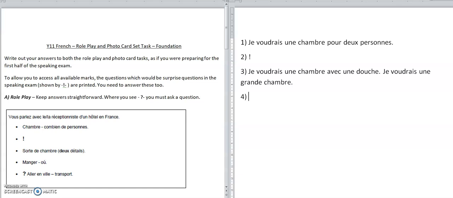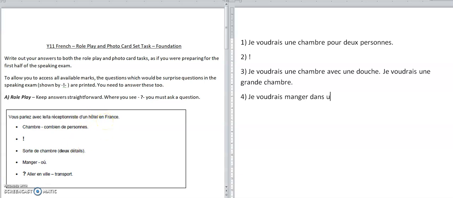So eat, where? What's the receptionist getting at? They're asking where you'd like to eat. So hopefully you can think of a word like restaurant. But even if you can't, you can just use that je voudrais again. I would like. We know to eat because it's there on the card. Je voudrais manger. I would like to eat. In, hopefully we know that. Dans.